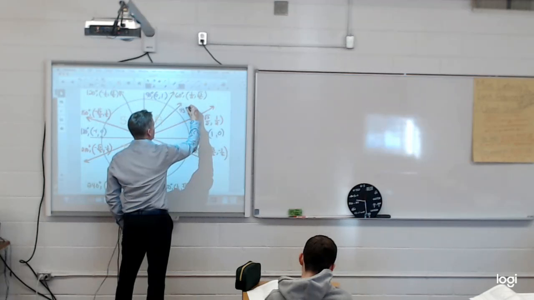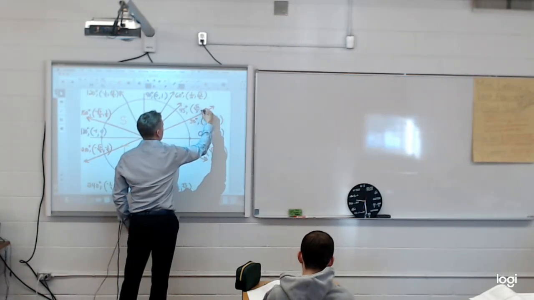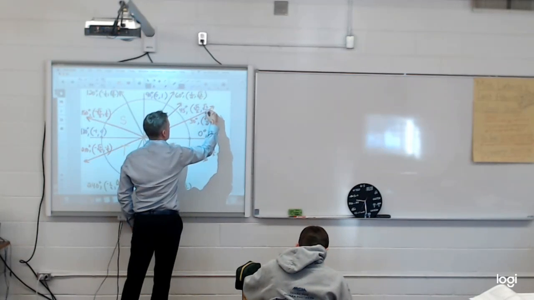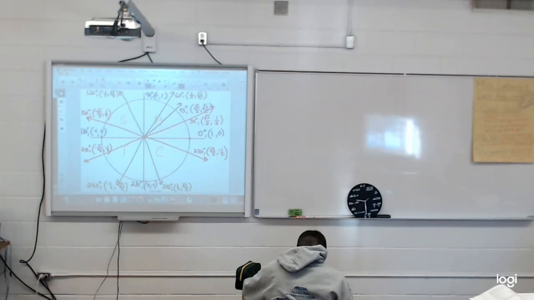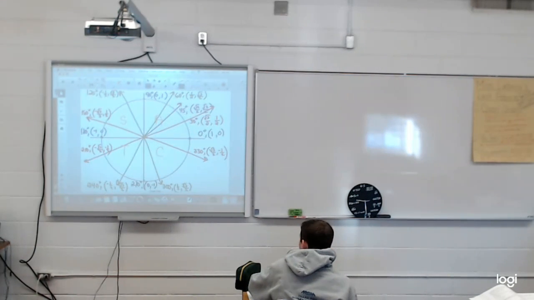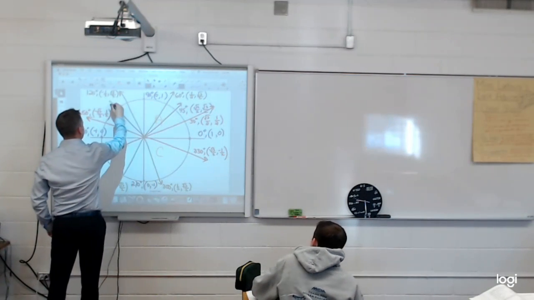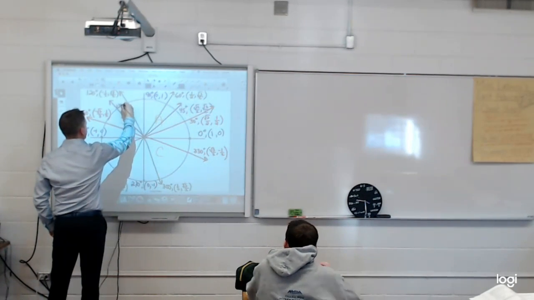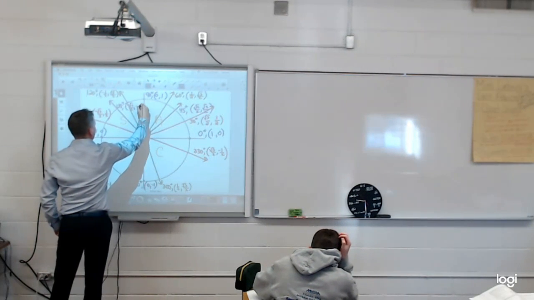Now the last one we have to do is our 45s. And this should be the easy one, but for some reason it's not. If you remember from that triangle, the sine of 45 and the cos of 45 are the same thing. They're both root 2 over 2. Same thing here. 135 degrees, negative root 2 over 2, and root 2 over 2.